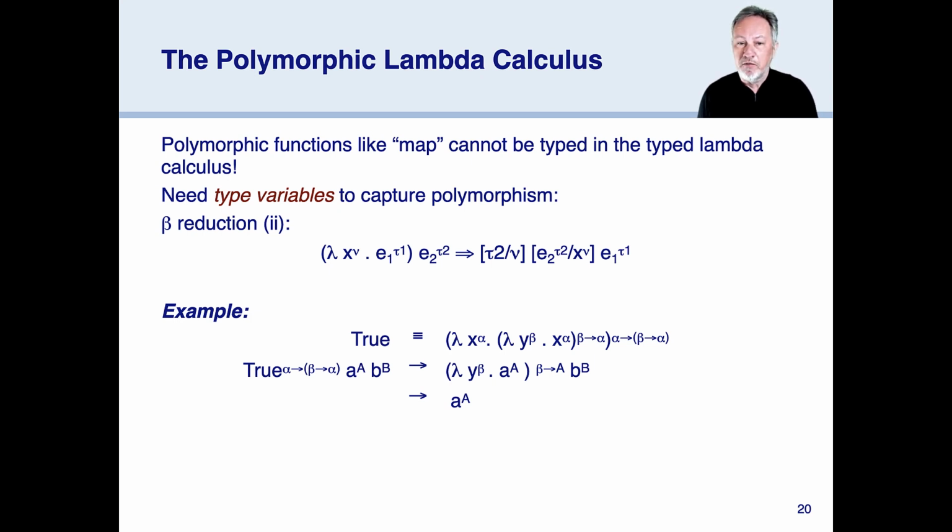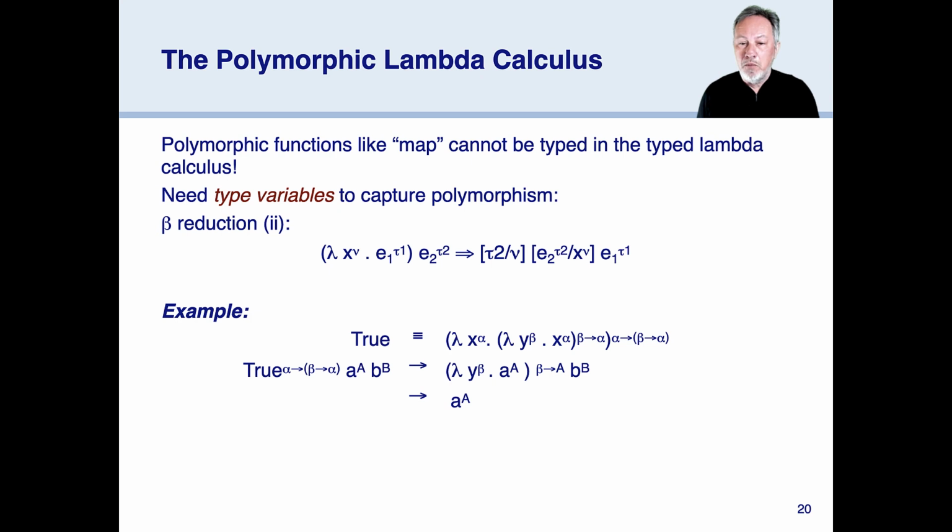So polymorphic functions like map and sort cannot be typed in the typed lambda calculus. You need typed variables. I'm not going to show you all of the semantic rules. Let's just look at the beta reduction. So beta reduction, lambda x dot e1 applied to e2. We're going to give e1 and e2 concrete types tau 1 and tau 2, but we're going to give x a generic type, nu.